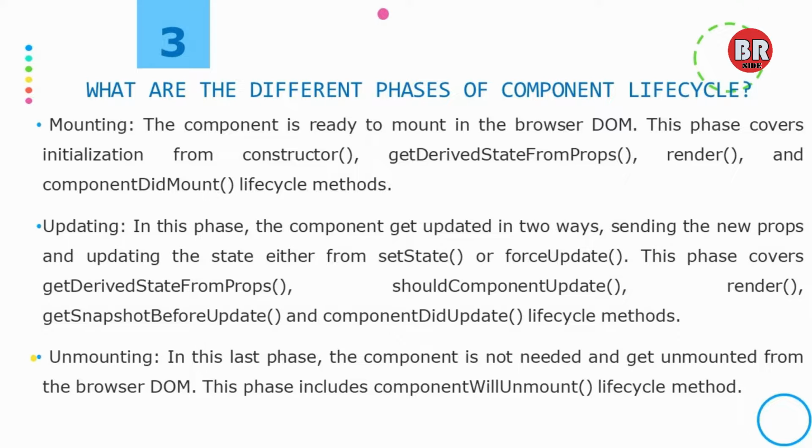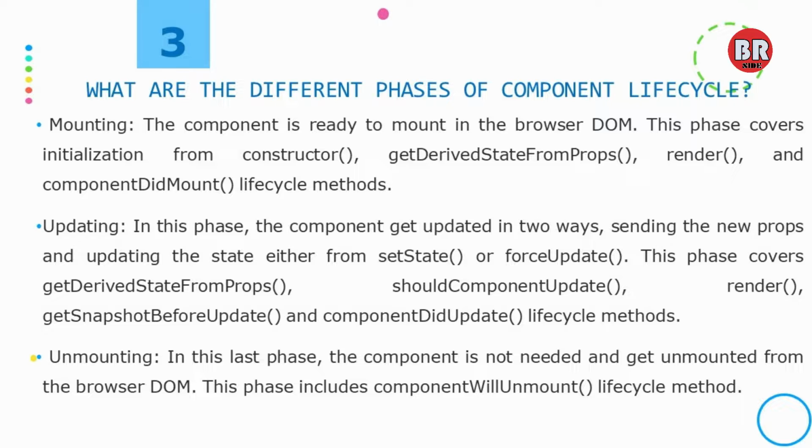What are the different phases of component lifecycle? The component lifecycle consists of mounting, updating and unmounting. Number 1, mounting. The component is ready to mount in the browser DOM. This phase covers initialization from constructor, getDerivedStateFromProps, render, and componentDidMount lifecycle methods.